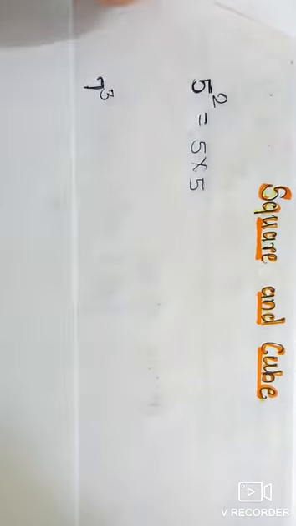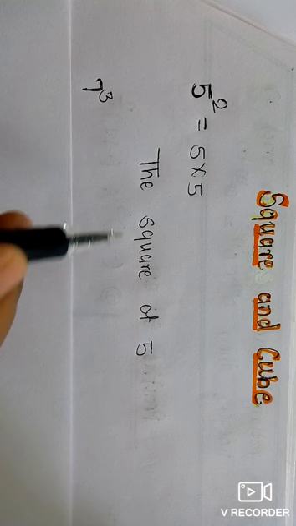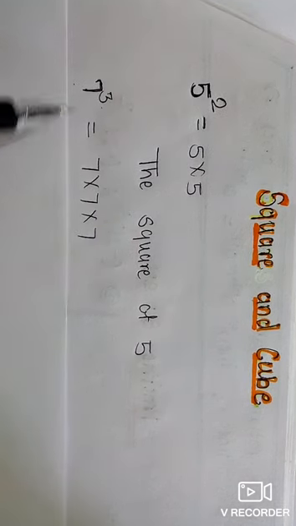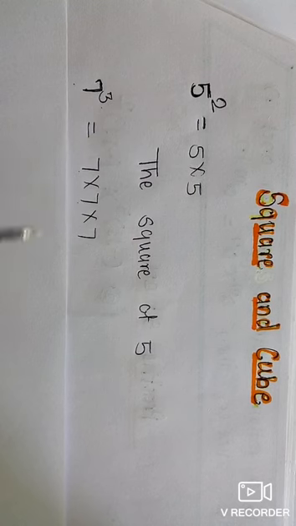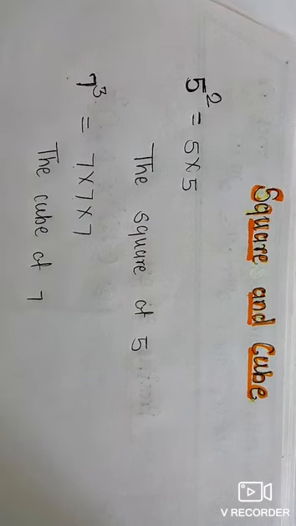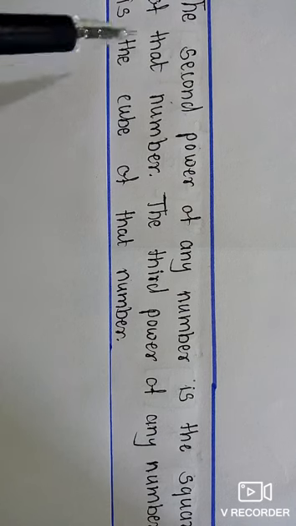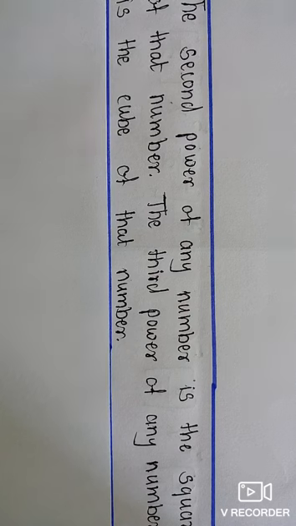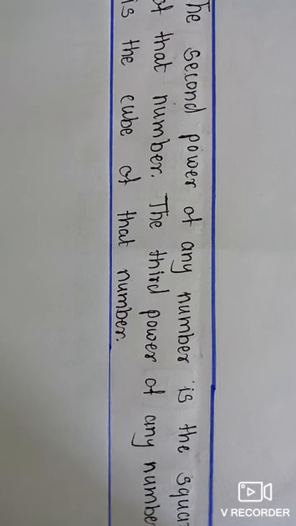And how will we read it? The square of 5. Same way, cube of 7 is 7 into 7 into 7, and we read it as the cube of 7. So what can we say? The second power of any number is the square of that number, and the third power of any number is the cube of that number. Okay? Will you remember this? Good.